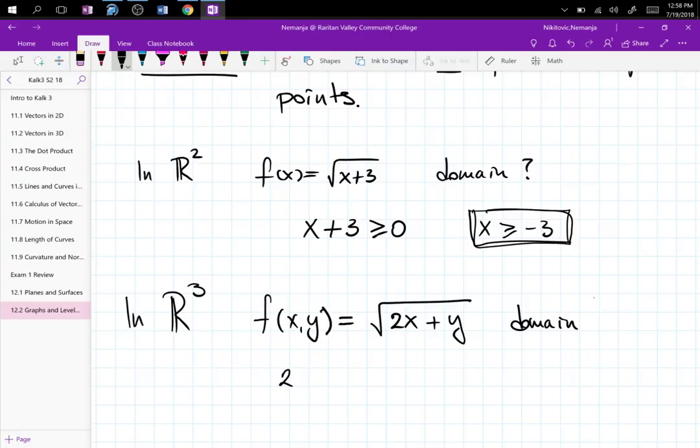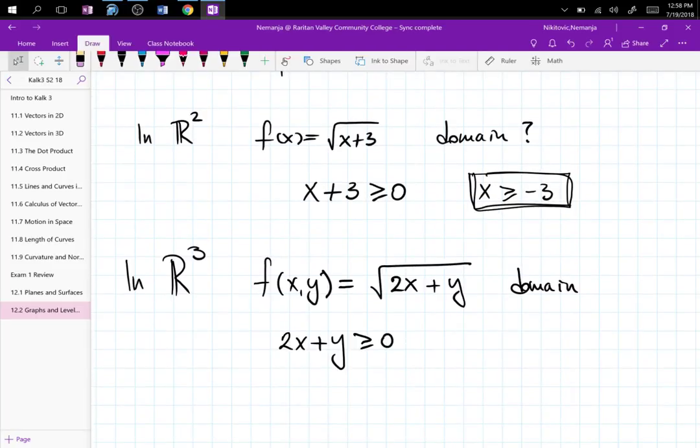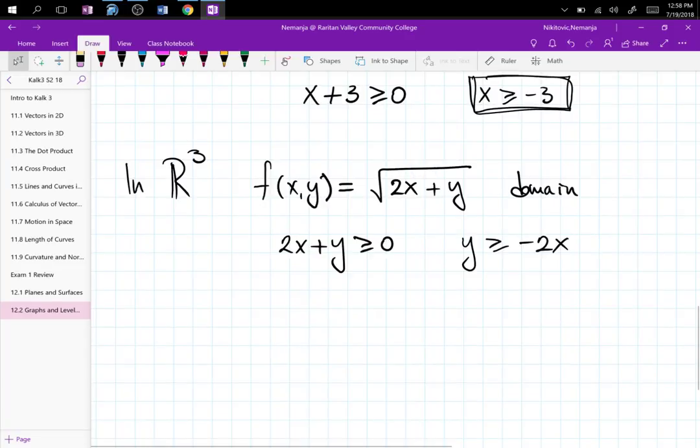So 2x plus y still must be bigger or equal to 0. Now, when you solve this, you no longer get just a set of numbers. You actually now get a set of equations which cuts off a region. Now, that makes sense because your domain is no longer a number line. Your domain now is the xy plane. And the xy plane cuts off regions. So, if you solve this, you will see that y needs to be bigger than -2x. So this is your answer.